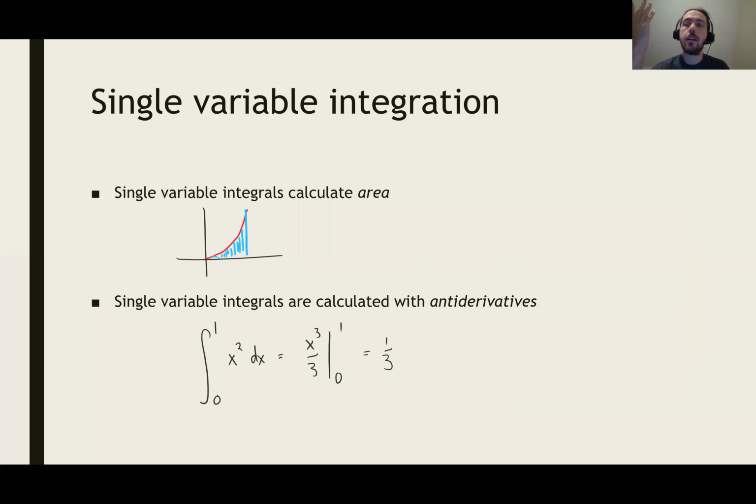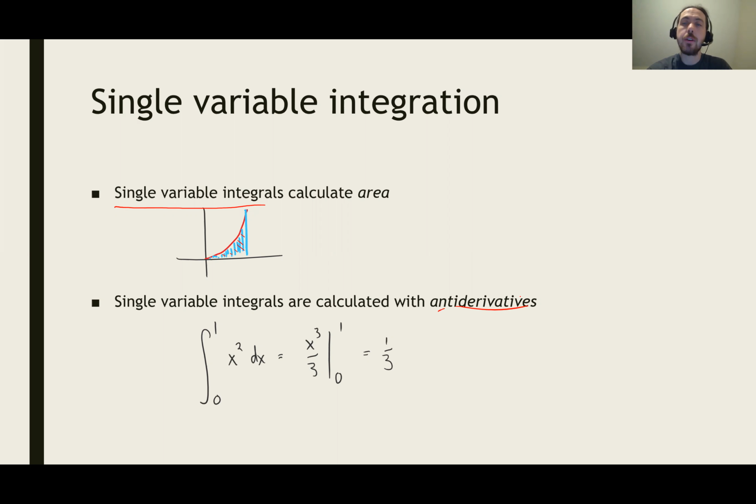So let's go back a little and talk about what goes on in single variable calculus to get warmed up. We have single variable integrals, and they calculate area. When we have a curve, the single variable integral is supposed to calculate the area that lives between the graph of a function and the x-axis, this flat horizontal line. And our main calculational tool for them is the antiderivative.